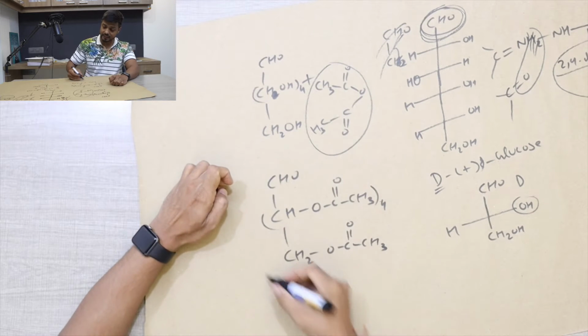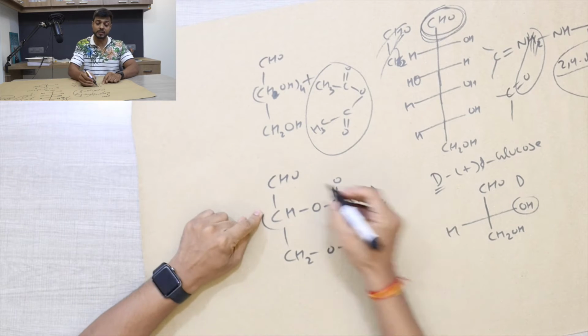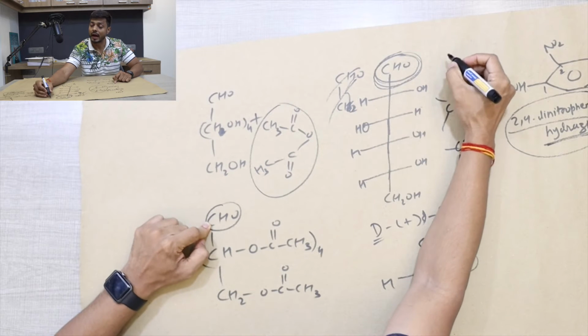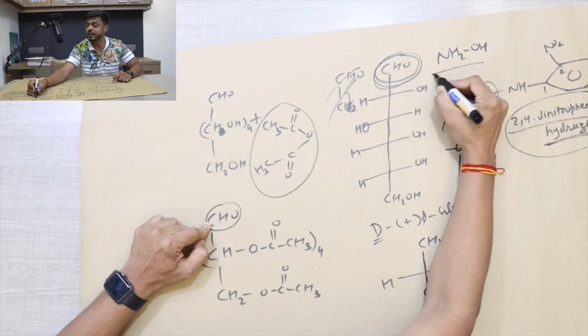Now once we get this penta-acetate compound over here, it should still give a positive test for the CHO group. Normally this group reacts with hydroxylamine, that is NH2OH, right? And gives us the oxime.